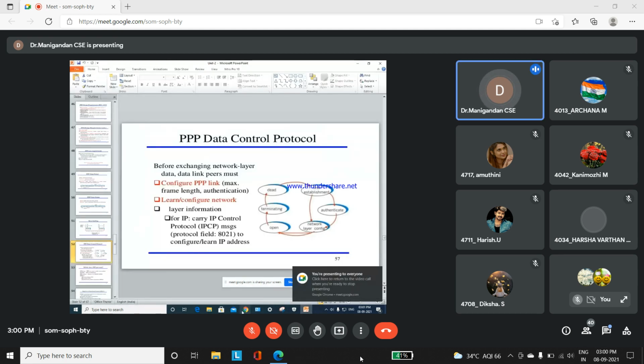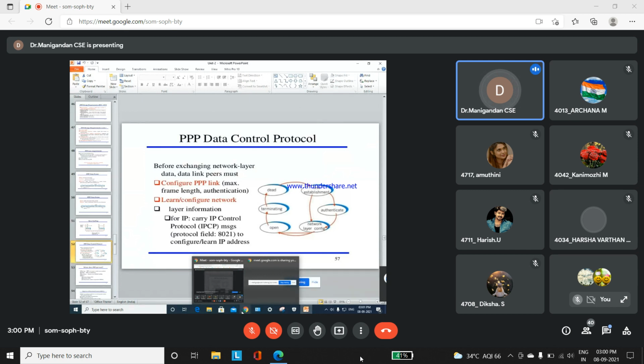Okay, sorry for the interruption. Okay, we can continue. Based upon the link configuration between the sender and receiver, before exchanging the data, the configuration or link will be established between the source and destination. That is the configuration of the point-to-point link based upon the link layer process. This is the process to be carried out for data flow control with the help of the point-to-point protocol.